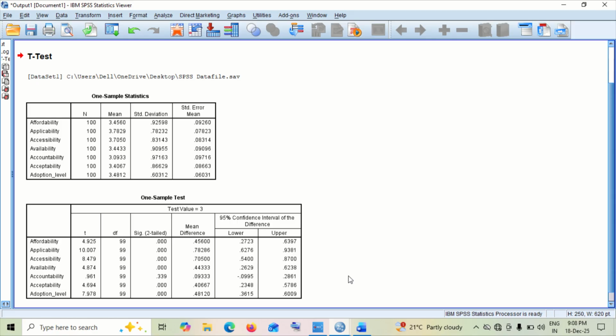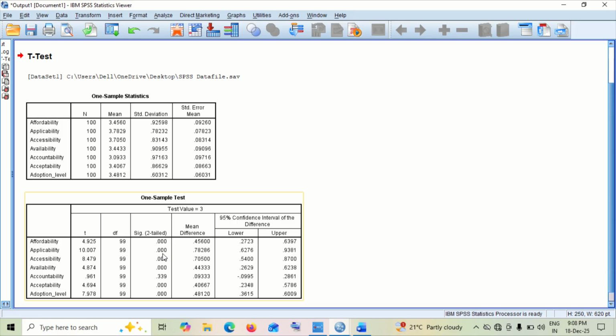And with respect to accountability, the t-value is 0.961 and the significance value is 0.339. And regarding acceptability, the t-value is 4.694 and significance value is 0.000. And finally, with respect to adoption level, the t-value is 7.978 and the significance value is 0.000.